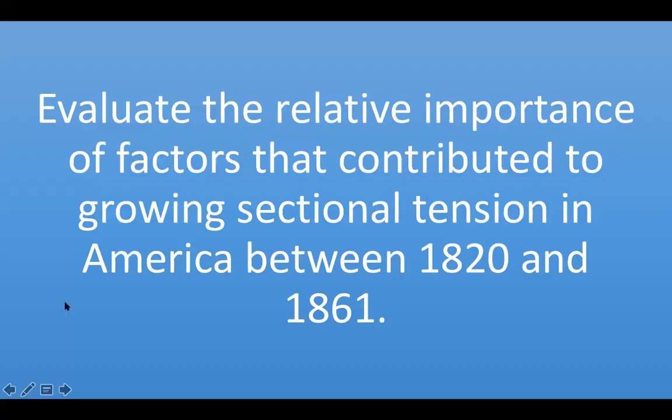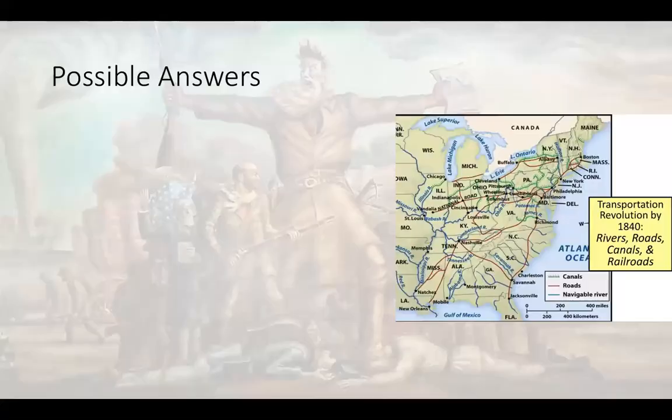So the first thing we're going to do is consider this question: evaluate the relative importance of factors that contributed to growing sectional tension in America between 1820 and 1861. The College Board loves these sort of open-ended and very broad questions because it allows them greater access to source base, but then allows you to put in the things that you know and greater opportunity for outside information. This is going to be the bulk of our presentation today, seeing how we would tackle this question.